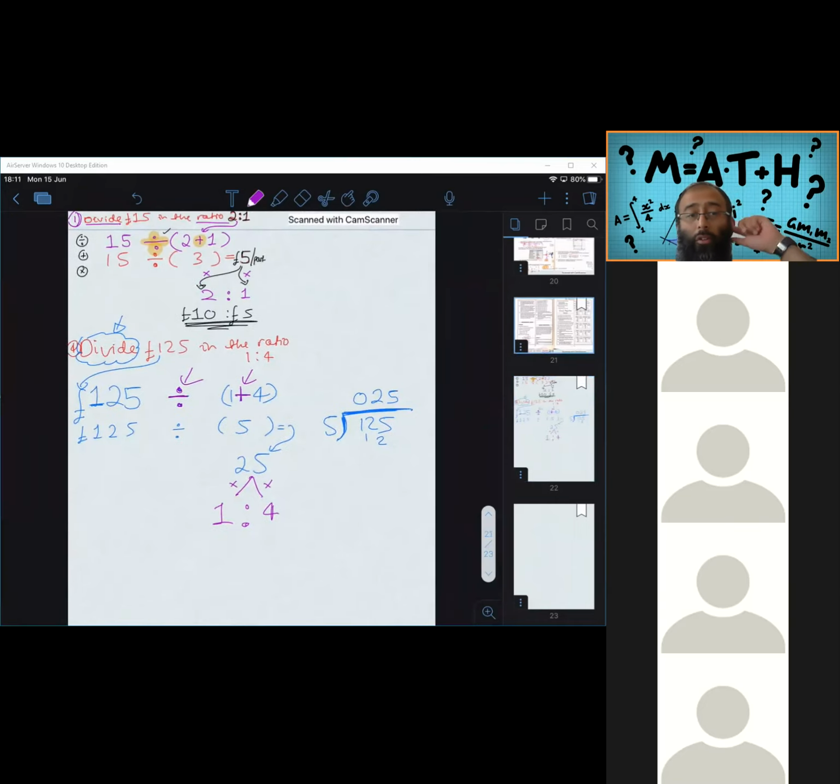So we are dividing 125 pound in the ratio 1 to 4. The second person gets 4 times what the first person gets. So now we're working out each person's parts. 25 times 1 is 25, so the first person gets 1 part, which is 25. The other person gets 4 parts, which is 25 times 4, which is 100. Lucky person, he gets 100 pound. The other person only gets 25.